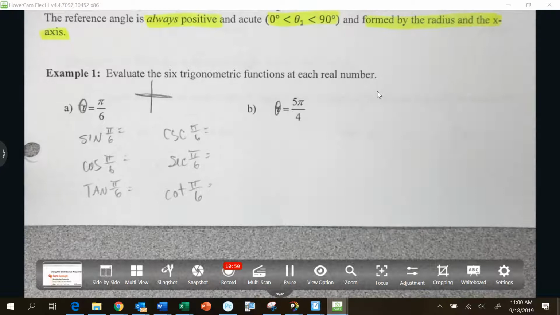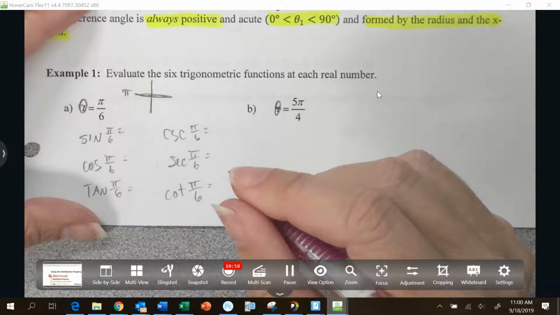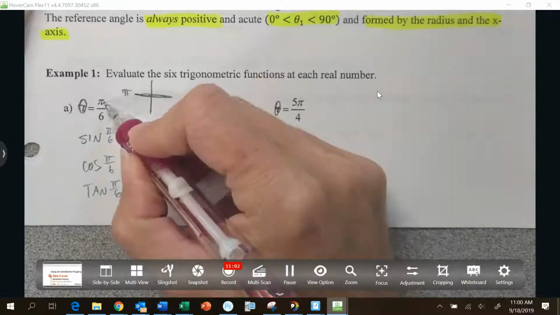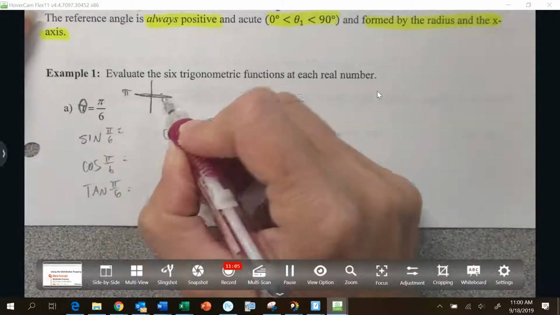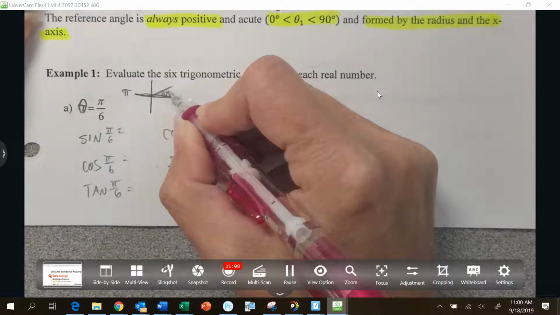What is pi over 6 as a degree? How are you getting that so fast? You have it memorized, or are you thinking? 180 divided by 6? Yeah, divide by 6. Because 180 is pi, and pi divided by 6 is going to be 30 degrees. So it's at 30 degrees. I should have drawn this bigger. Let me draw this a little bit bigger.